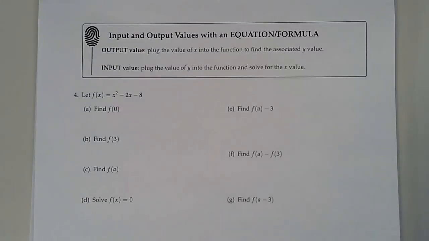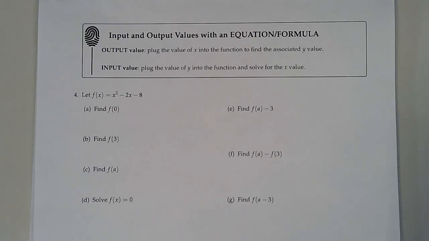input and output values with a formula or equation. For our output value, we will be given a value of x, so a value for our independent variable, and we'll put that into the formula and calculate the value of y, our dependent variable.